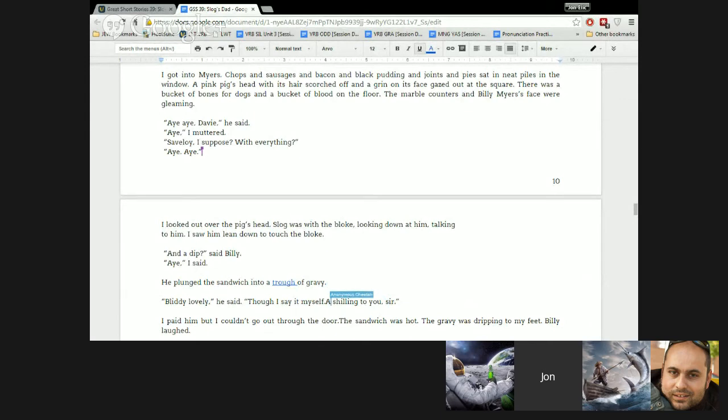Is the word trough still being used nowadays? Absolutely. If you have a pig, you feed the pig out of a trough. Okay.